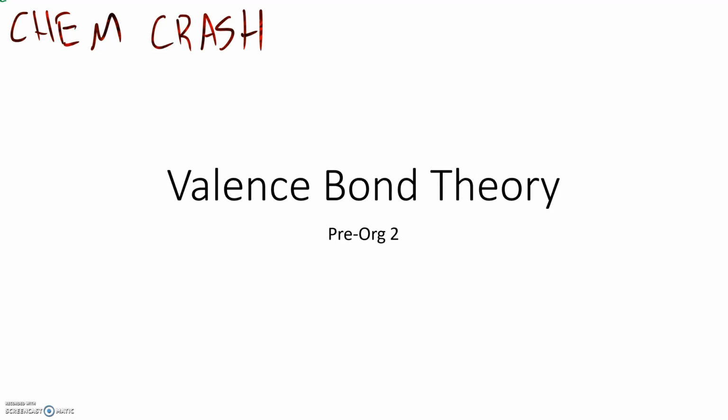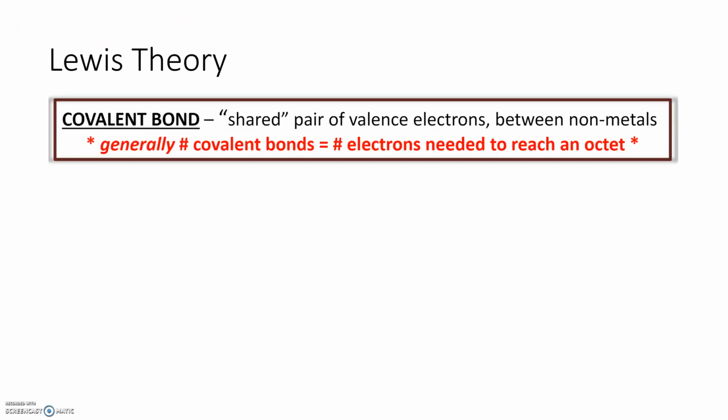Today in our second pre-organic chemistry lecture, we're going to be discussing the valence bond theory and applying our knowledge about atomic orbitals that we learned from last lesson. What we know so far about covalent bonding is through the Lewis theory. So we know the three key points about what a covalent bond is. We know that they're a shared pair of valence electrons between nonmetals.